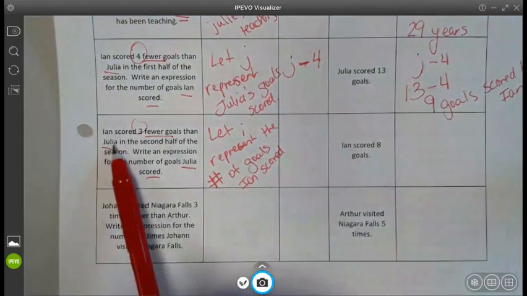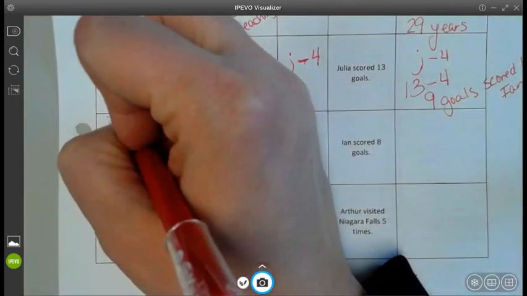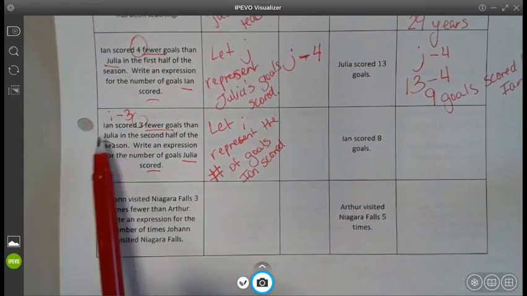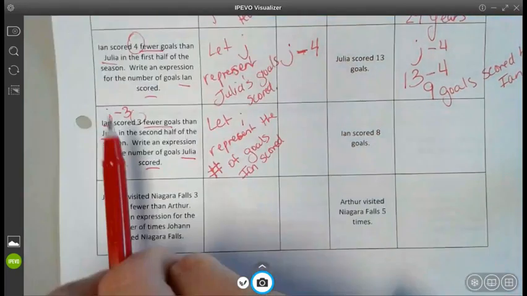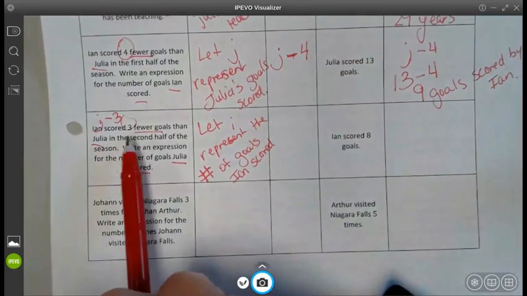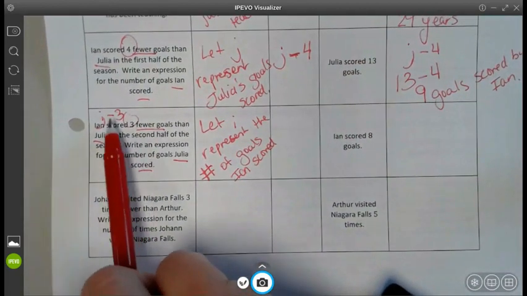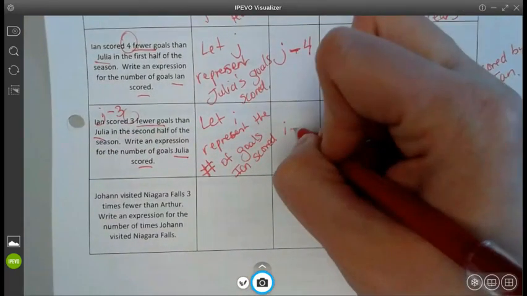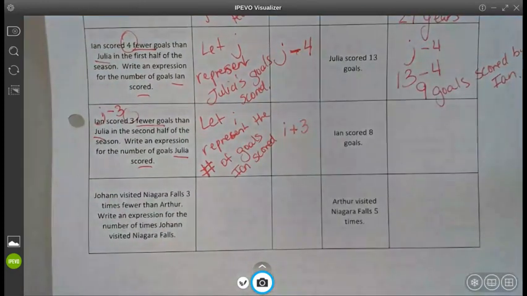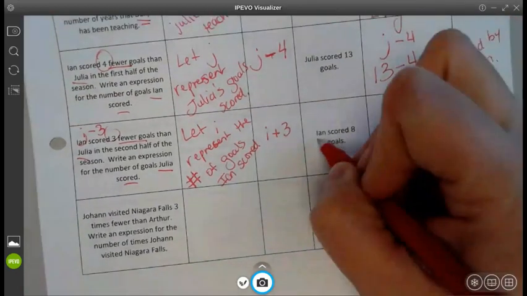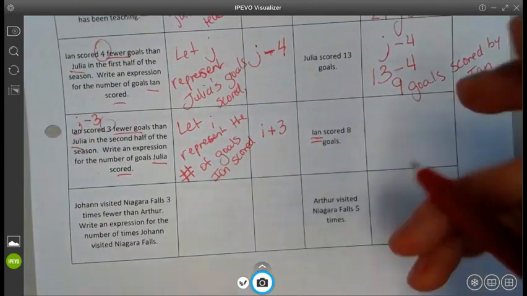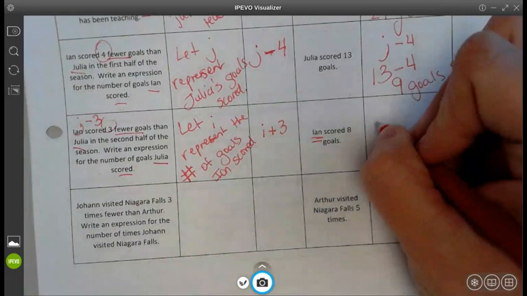So if we were solving for Ian, I said that backwards, then it would be Julia take away 3, right? But we're solving for Julia. So we have to do the opposite of what we're doing here. So if Ian scored 3 fewer than Julia, that would mean Ian's goals plus 3 more would represent Julia's score. Another little hint here is they're telling you what Ian scored, so you know that you're going to have I as the variable here, or Ian's value as the variable.